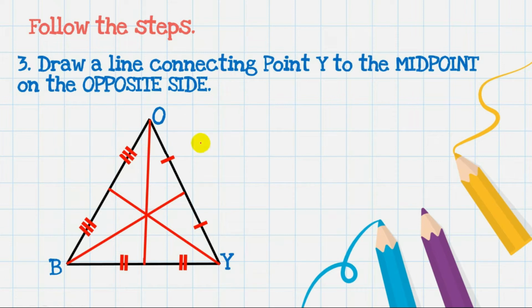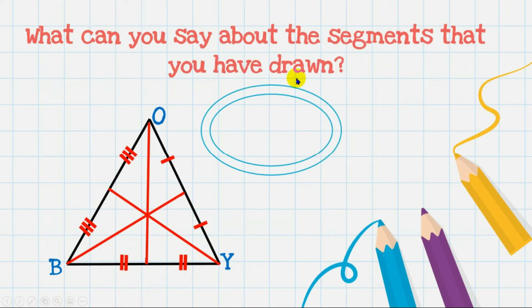So, that means kung ito ay 2, ito ay 2 din, di ba? Kung ito ay 1.5, this one is also 1.5. So, ganun po siya. Okay, so what can you say about the segments that you have drawn? Tatlong line segments from the vertex to the midpoint. Again, from the vertex to the midpoint, from the vertex to the midpoint, from the vertex to the midpoint.